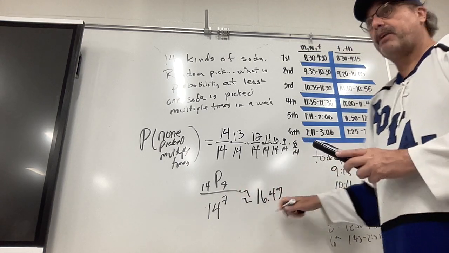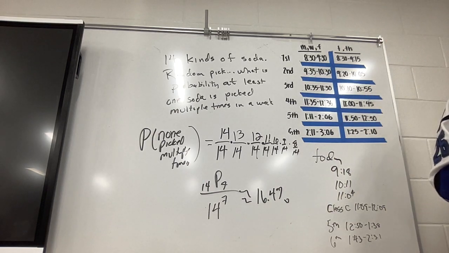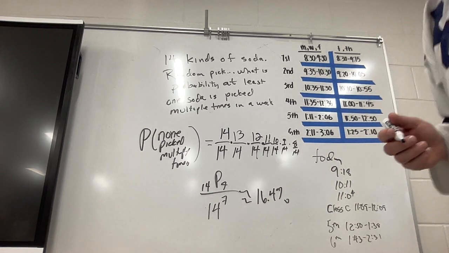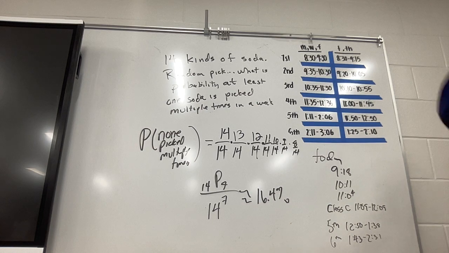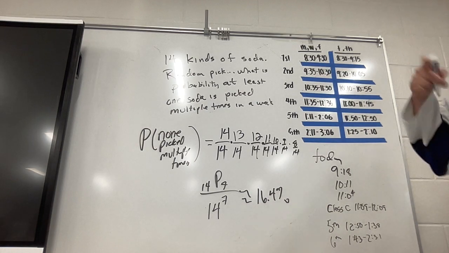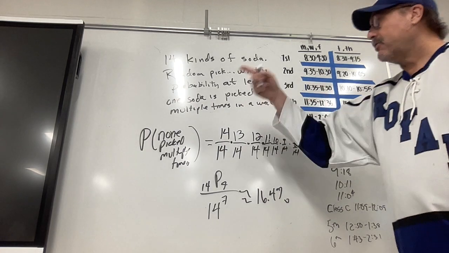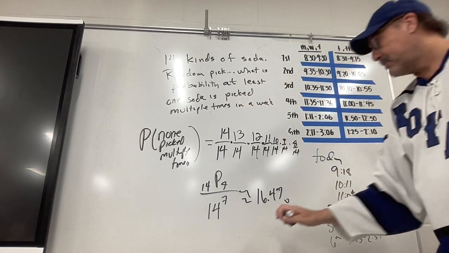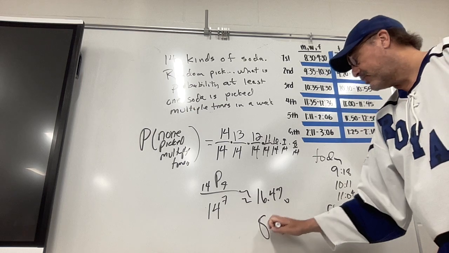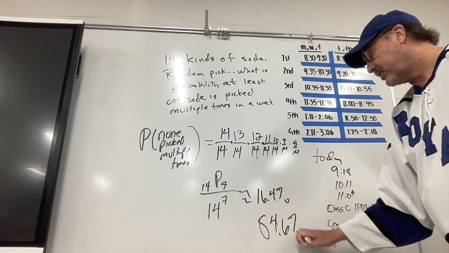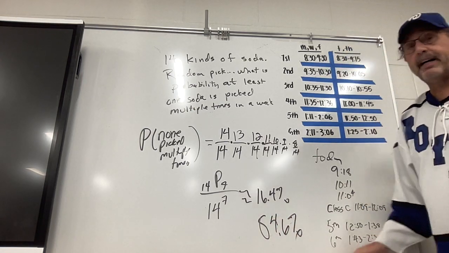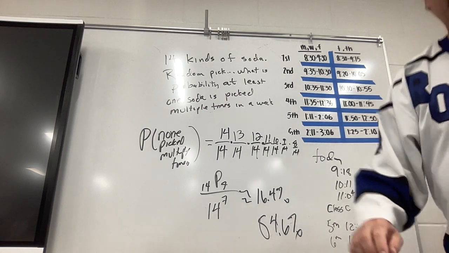Is that about 16.4%? Yep. So the probability that every single day you pick a different kind of soda is 16.4%. If the question is what is the probability that you do pick something multiple times, that's 100% minus that, and that's 84.6%. All right.